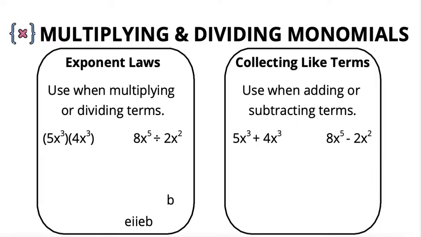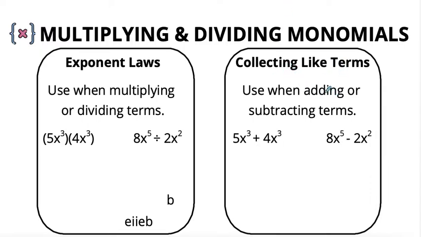So remember that there are different types of polynomials. We can have a monomial, which has one term, a binomial with two terms, a trinomial with three terms, and a polynomial, which means any number of terms. We'll start with collecting like terms.